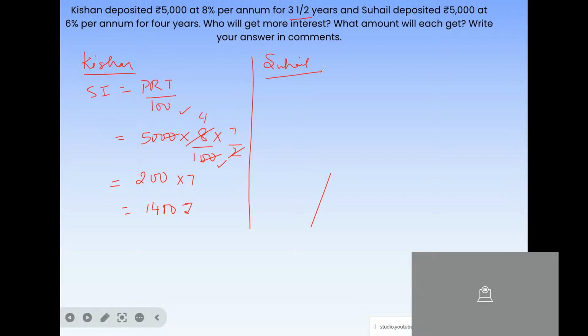So for Suhail, again, the principal amount and the formula remain the same. So let's see what the interest will be. Sometimes we just write I for interest. It is PRT over 100, so 5,000. The base amount is the same. Your principal amount is the same. 6 times 4 over 100. Cancel it. So this time we have 300 times 4. So you can see that Kishan is getting more interest.